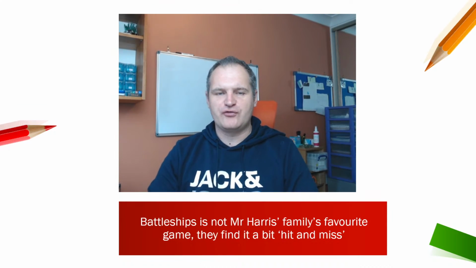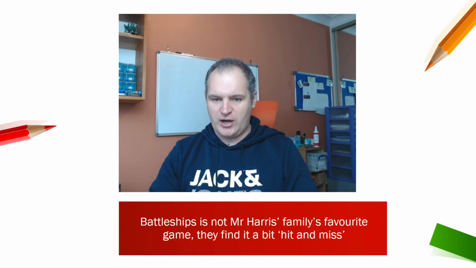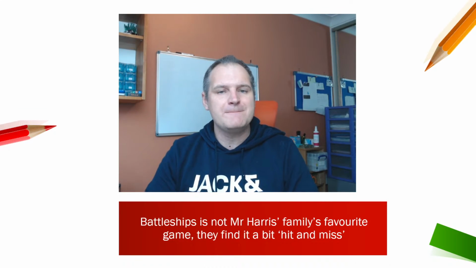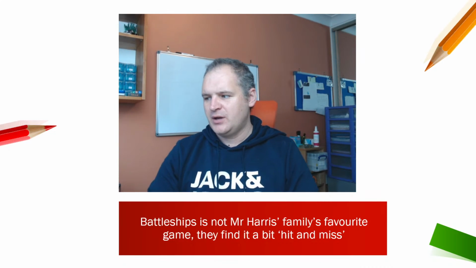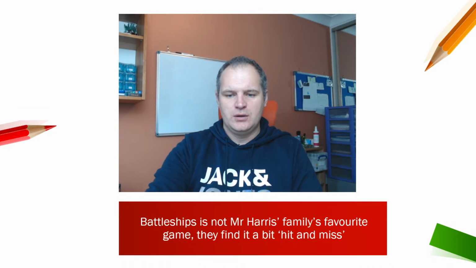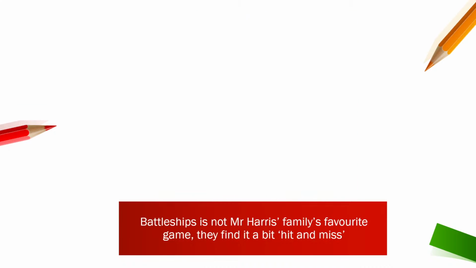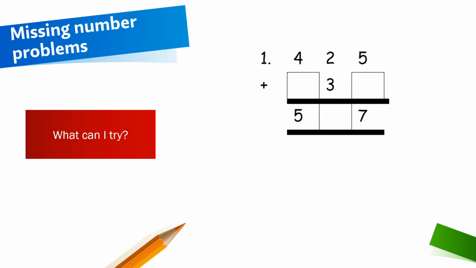Puzzle questions are as follows. They are going to look like the one I'm going to do for you, and there'll be missing numbers in both the question and the answer. Okay, so let's see what Mr. Harris is talking about. Make sure he disappears from the screen. Here's question 1. As you can see, we're missing some of the question and some of the answer. 425 plus something 3 something is equal to 5 something 7.